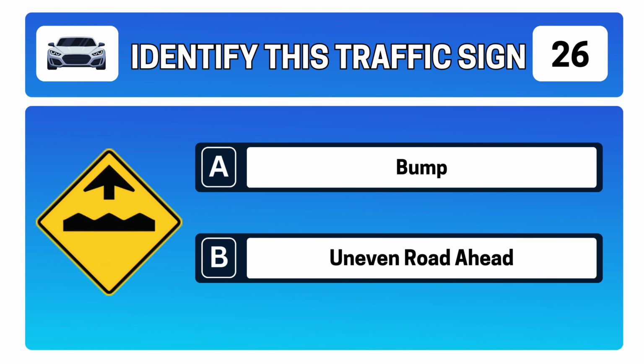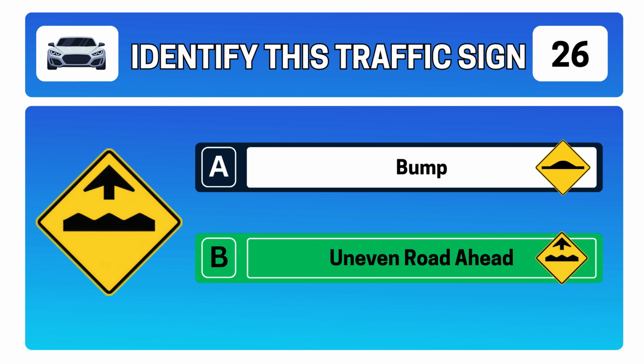Identify this traffic sign. A. Bump. B. Uneven road ahead. Great catch. It is the uneven road ahead sign.